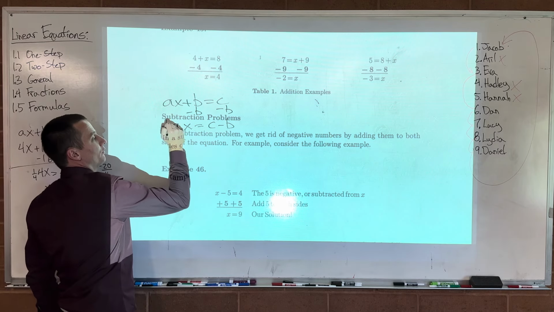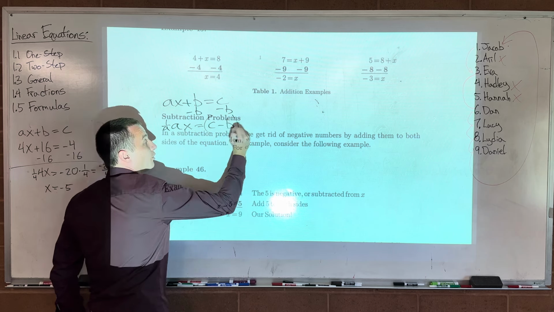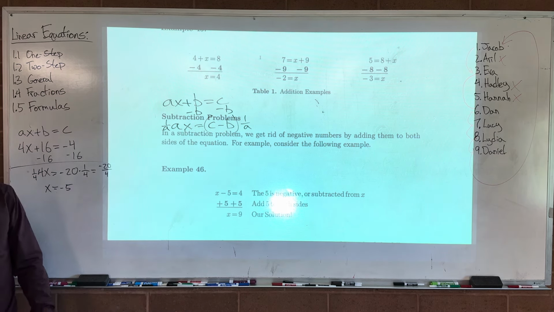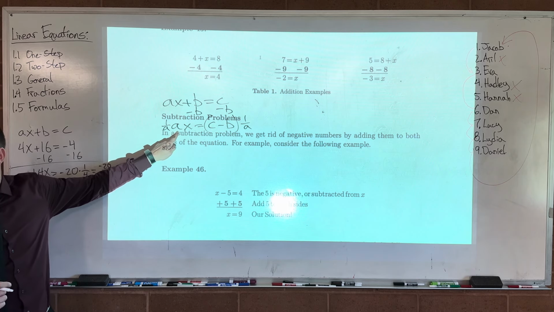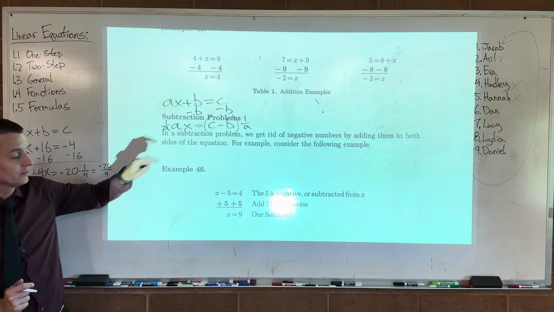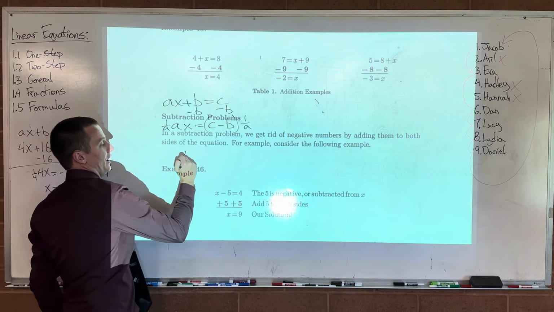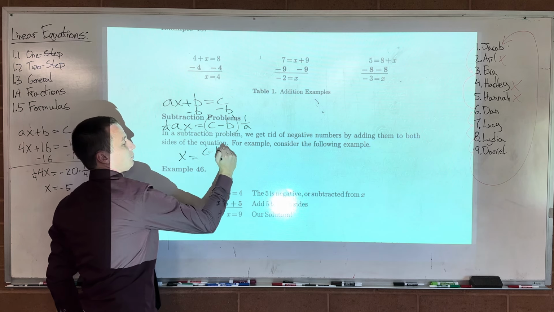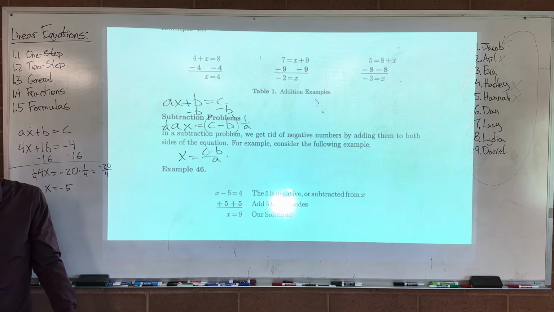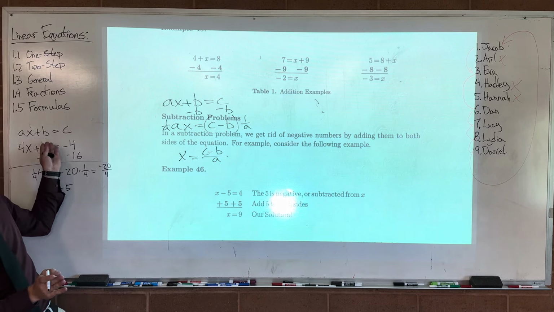I'm going to multiply by 1 over a. I'm going to take the whole thing and multiply by 1 over a. Not just one term. 1 over a times a is just 1. 1 times x is x. So we get x is equal to c minus b all over a. That's always and forever how you do these, when it's just a single variable formula like this.